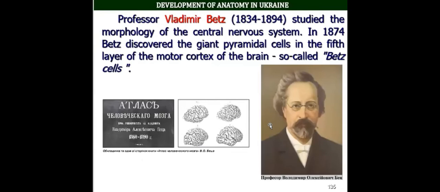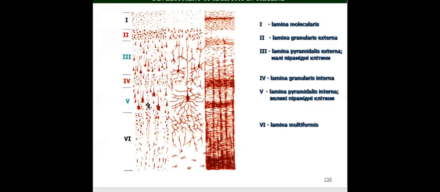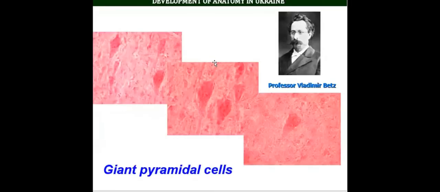The main and greatest morphologist in our university was Vladimir Betz, who studied the morphology of the central nervous system. In 1874 Betz discovered the giant pyramidal cells in the fifth layer of the motor cortex of the brain, the so-called Betz cells. In old books of human anatomy, it is the lamina pyramidalis interna. Here are the giant pyramidal cells of Betz in a histological preparation.